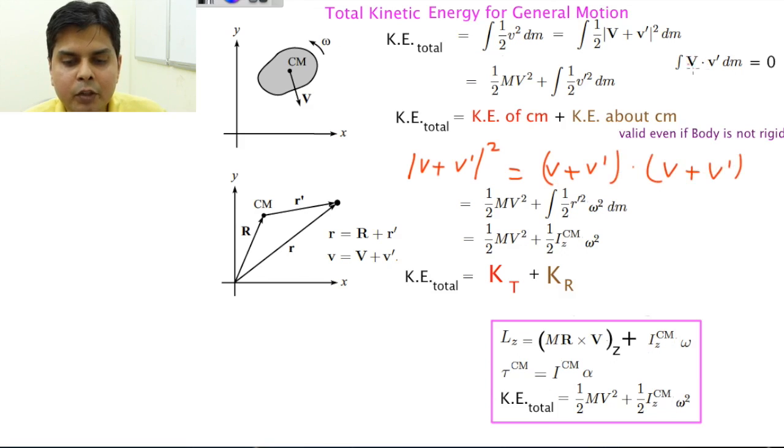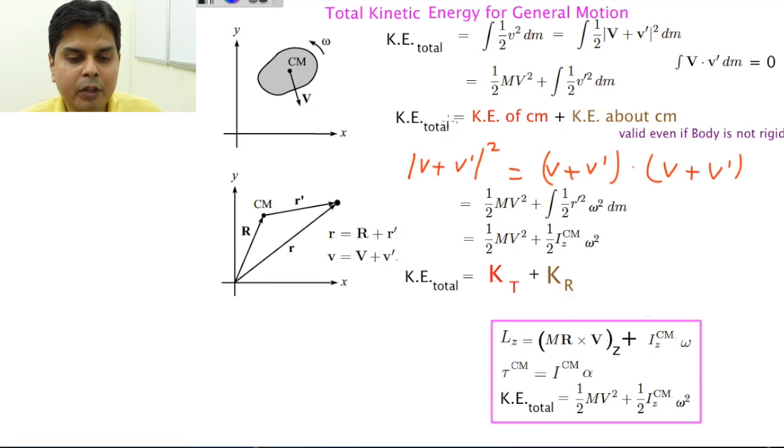So when you take dot product, you will get terms like these. This v dot v prime, now this will be 0. I had explained in last portion why. Because this v prime dm integration is velocity of center of mass in its own frame. So the cross product will be 0. So I will get this half mv square plus half v prime square dm.